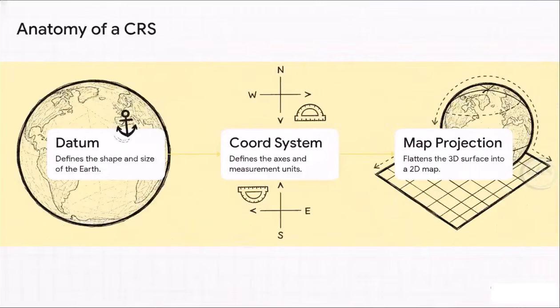Every CRS is basically a triple threat, made of 3 interdependent components. First up, you need a datum, which defines the exact shape and size of the Earth model you're using, as well as an anchor point. Second is the coordinate system itself. This defines your axes, like north-east or lat-long, and your units, like degrees or meters. And third, for flat maps, you need a map projection, which is the mathematical model used to flatten that 3D surface onto a piece of paper or a screen. These 3 steps build right on top of each other to create the whole shebang.